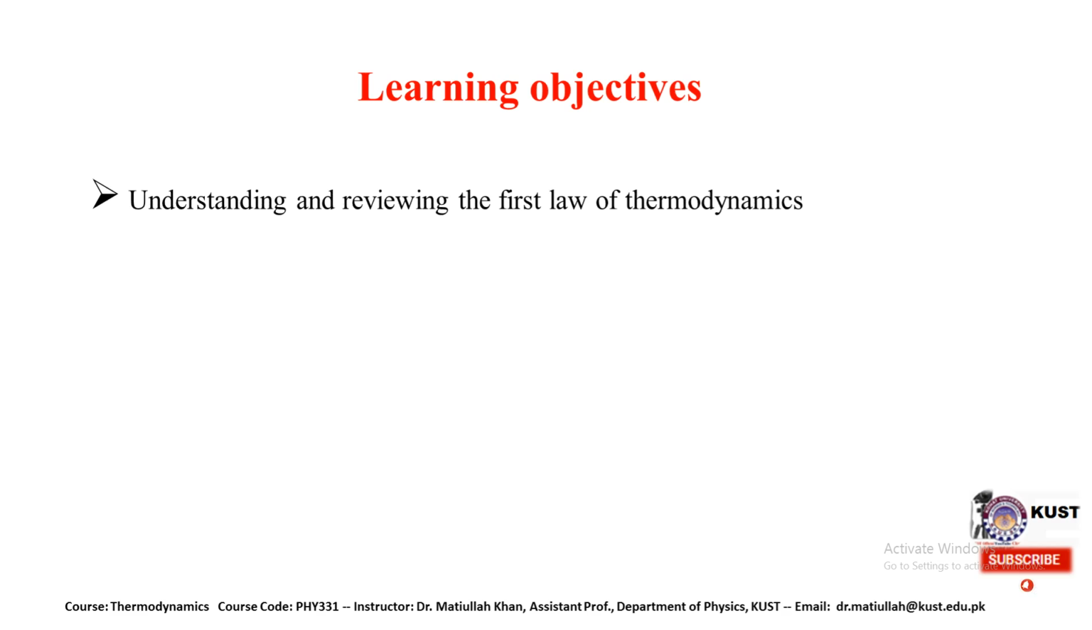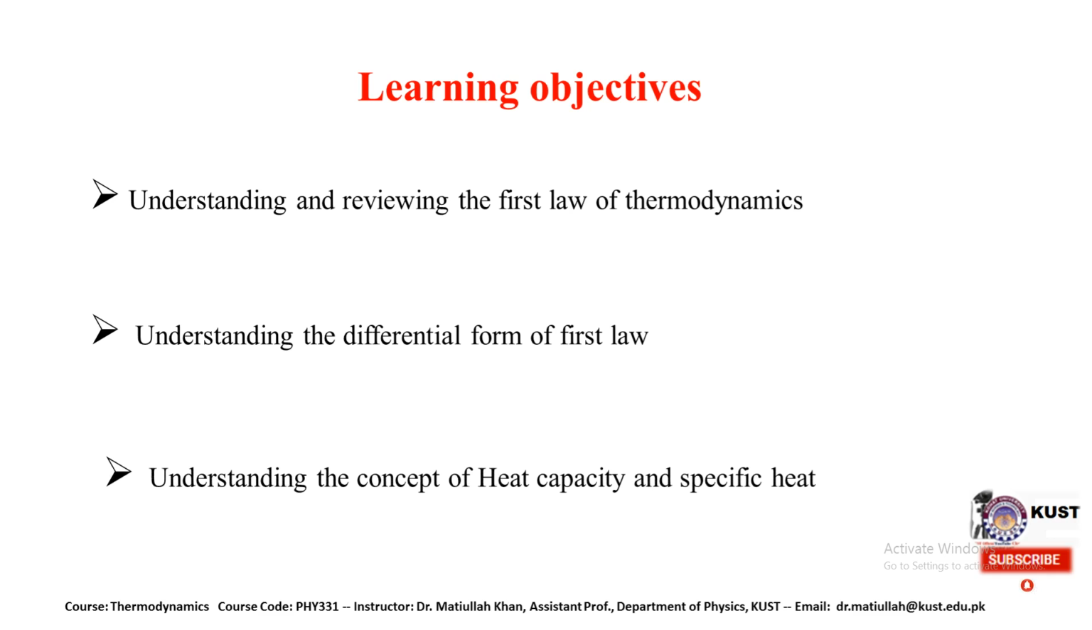From this lesson, we have some objectives. We need to revise the first law of thermodynamics again, that is the law of conservation of energy. We need to understand the differential form of first law of thermodynamics. For that purpose, we need to do some calculation to develop the differential form of first law of thermodynamics, and at the end we need to understand the concept of heat capacity. Moreover, we can specify the heat capacity in the form of specific heat capacity.